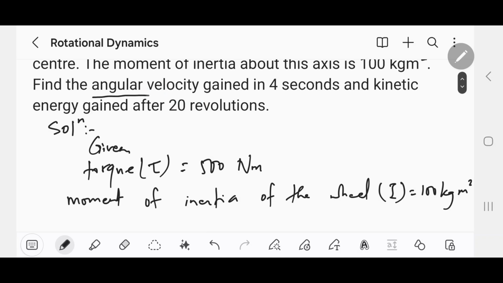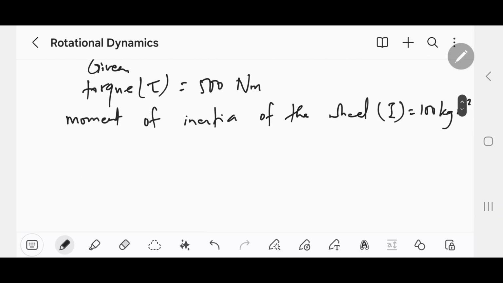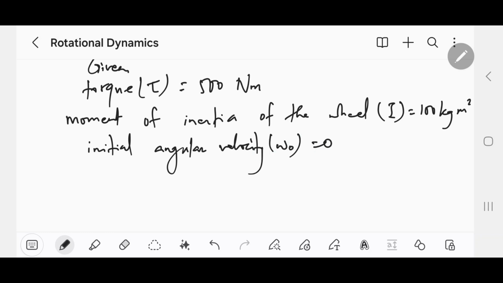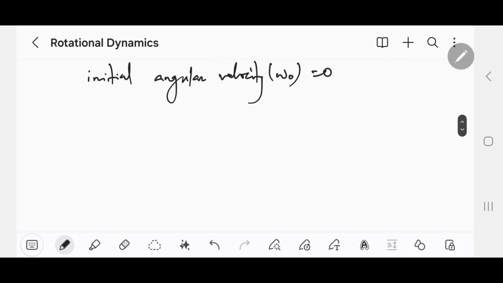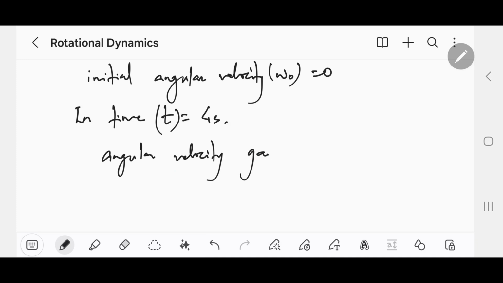And we need to find out angular velocity gained in 4 seconds. That means initial angular velocity omega naught is 0, assuming the wheel is starting to rotate from the rest position. So given, in time t equals 4 seconds, angular velocity gained will be omega minus omega naught, but omega naught is 0, so it equals omega. Equals what?